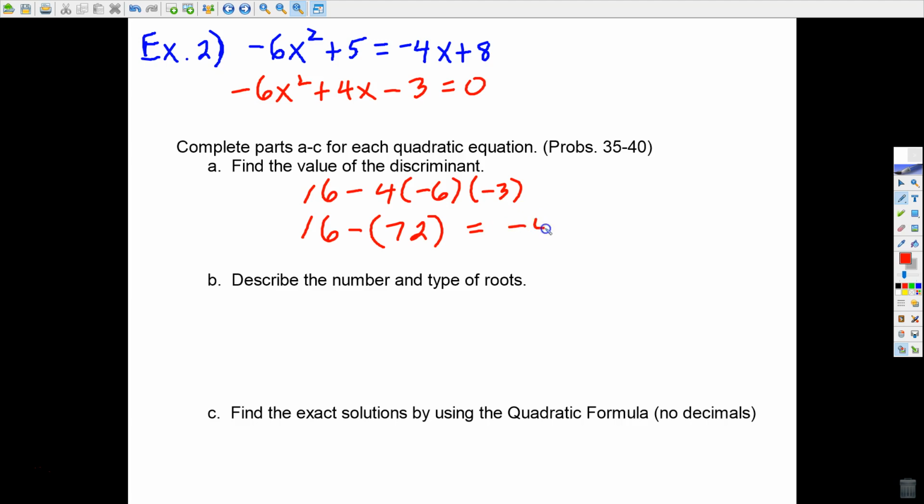And it looks like the value of our discriminant is negative 56. Since the discriminant is negative, for part B, that means I'm going to have two complex roots, meaning the number i is going to be involved. And so once again, let's state our answer in reduced fraction, reduced radical. See if you can get the solution using the quadratic formula for part C.